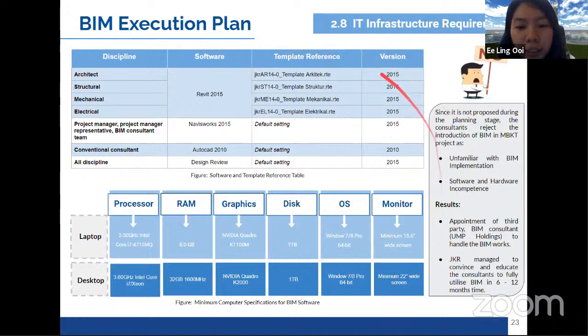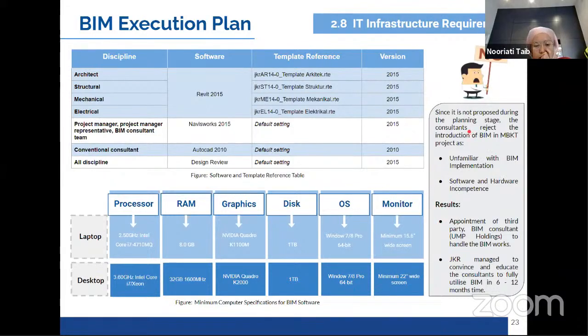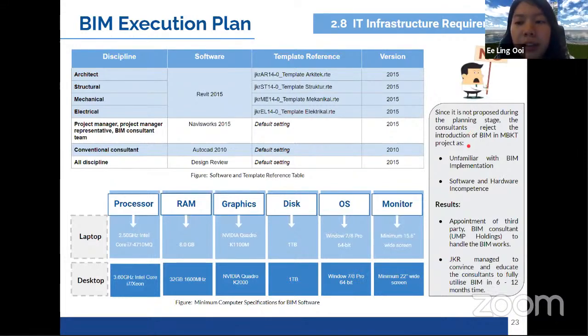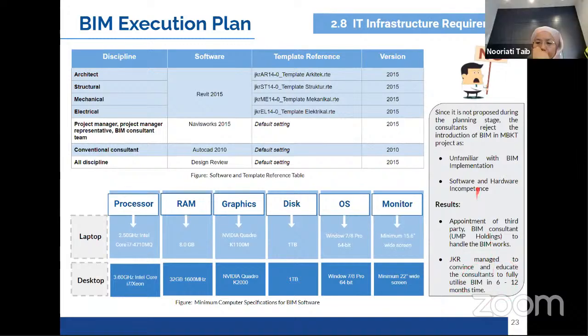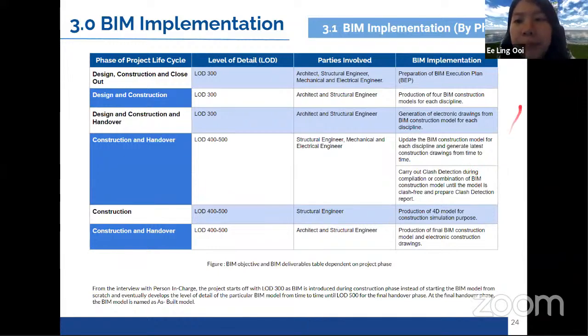Next, we'll talk about the IT infrastructure requirement. In this table, the BEP clearly states the minimum computer specification for the BIM software. There were voices from the conventional consultants during the introduction of BIM, because in this project BIM was not planned in the early stage. The consultants rejected the BIM implementation because they were unfamiliar with it, and they faced software and hardware incompetence. The result was the appointment of a third party, UMP Holdings, to handle all the BIM works. JKR managed to convince and educate the consultants to fully utilize BIM in 6 to 12 months' time. Next, I will pass to Ilham.